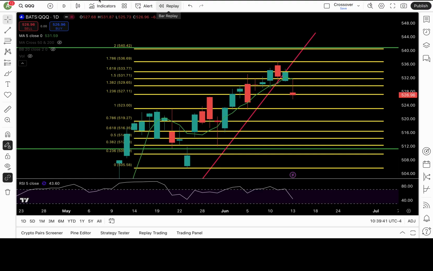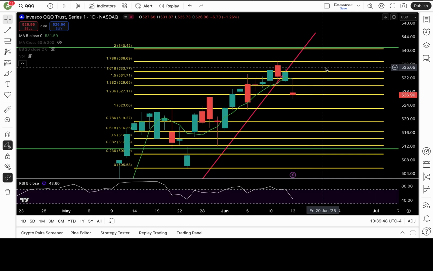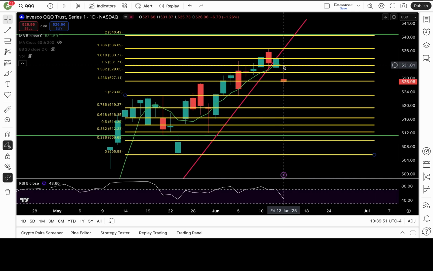Triple Q, similar situation to the SPY, gap down, rejected from the 5 daily moving average. That is bearish price action behavior. However, we backtested my 1.236 fib level at 527. We closed just 4 cents below it. So technically that is a breakdown, but that is a weak breakdown. But I'll consider it a breakdown.